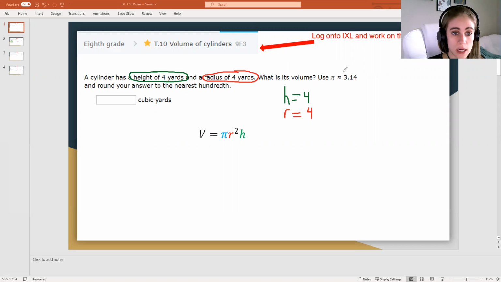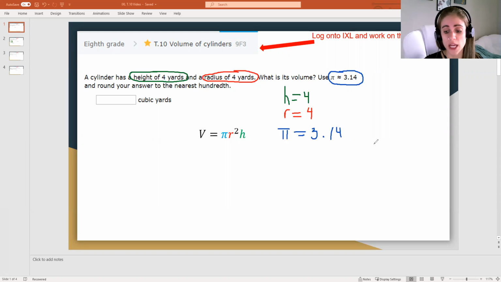And it is instructing us to go ahead and use 3 1/400ths as our approximation for pi. Sometimes problems, not in this IXL assignment, but sometimes problems will have you leave your answer with pi in it. So don't simplify completely. Other times they'll have you use the pi button and then you just round your final answer. But in this case, it is telling you to go ahead and use that approximation of 3 1/400ths as your value for pi.